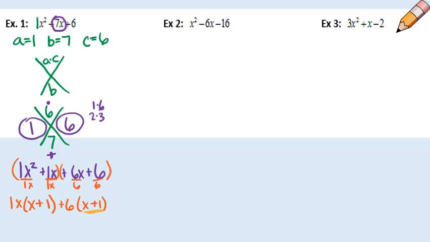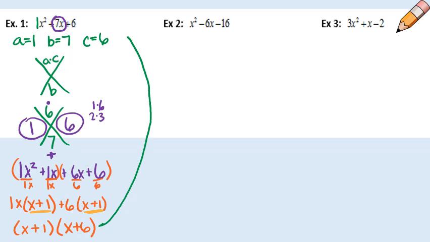Remember, the goal of grouping is to have the same factor twice. If I divide out that factor of x plus 1, I have remaining x plus 6. To overview, remember that factoring is just the reverse of multiplying. If I was to FOIL or use the box method for these 2 factors, I would end up back at the original question.